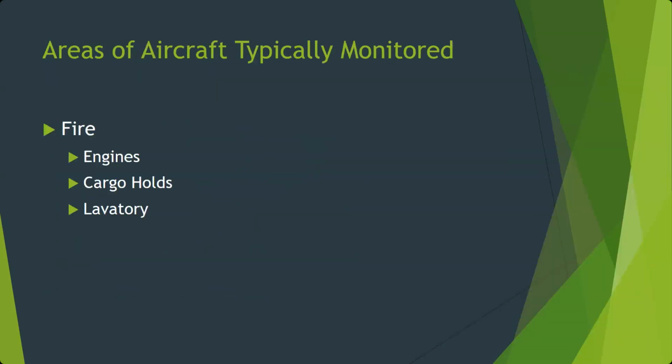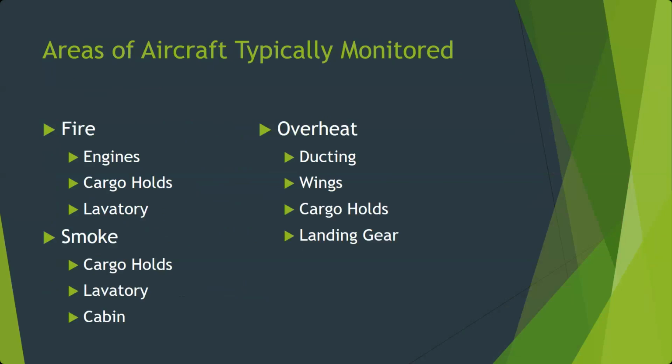So different areas for fire, we look at our engines, cargo holds, and lavatory. For smoke, cargo holds, lavatory, and cabin. Most cabins don't have a fire or a smoke detector. Most cabins, it's on the crew. You have a cabin crew that sees somebody, smells smoke or something like that.